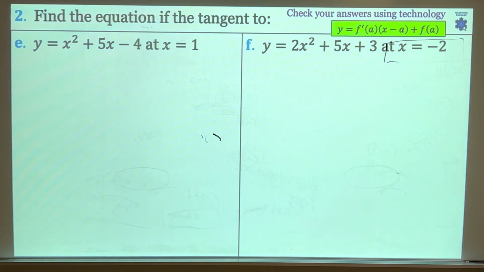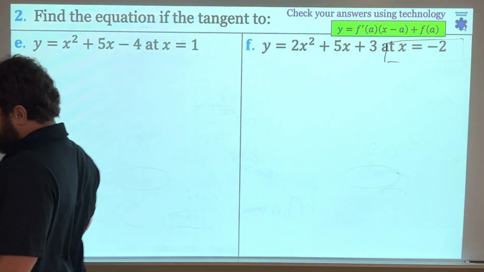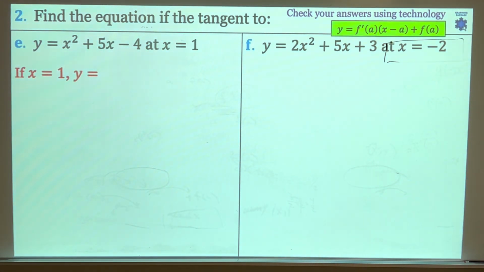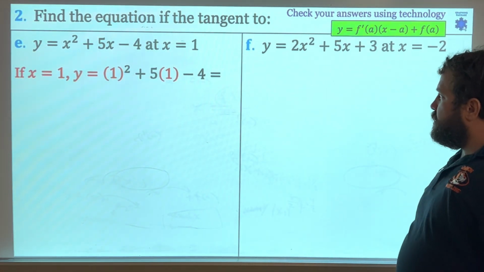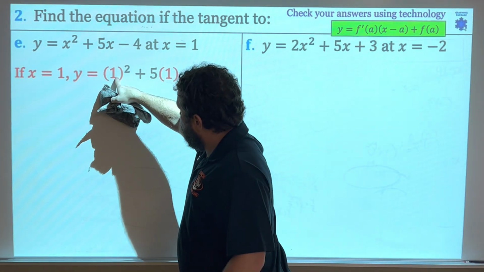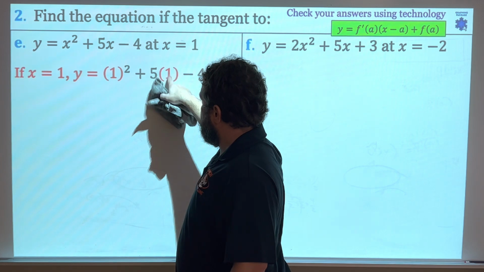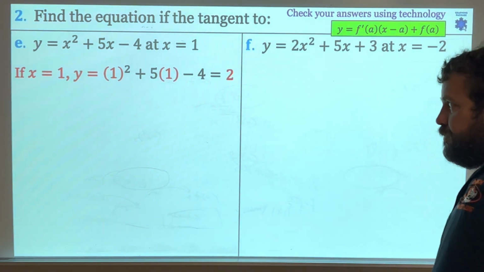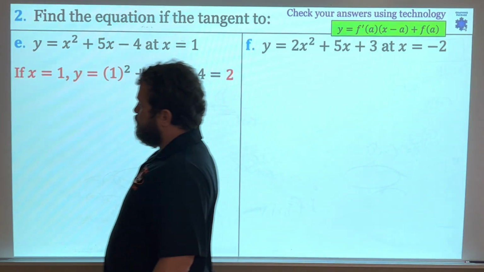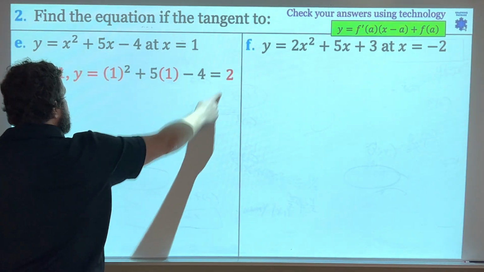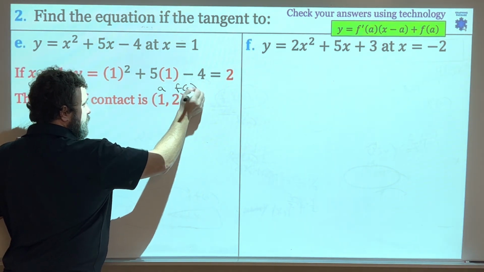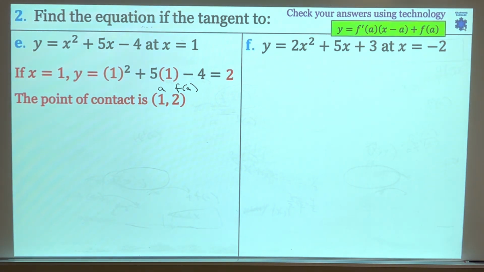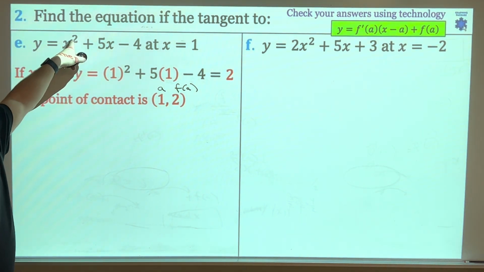E and F. E. Take the 1. Look at that. So when x equals 1, y equals 1 squared plus 5 times 1 minus 4. Right? So 1 plus 5 minus 4. 6 minus 4 is 2. Right. Next, point of contact is 1, 2. Once again, this is my A. This is my f of a. I got to find f prime a.